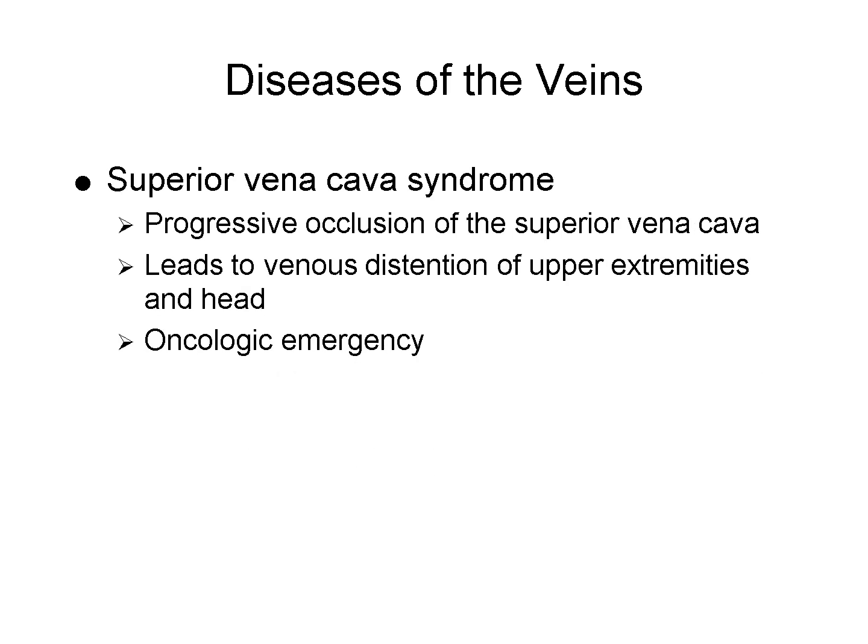Superior vena cava syndrome is a progressive occlusion of the superior vena cava, leading to venous distension in the upper extremities and head. This is considered an oncologic emergency and requires immediate medical attention. Early recognition is critical for effective treatment and to prevent complications.